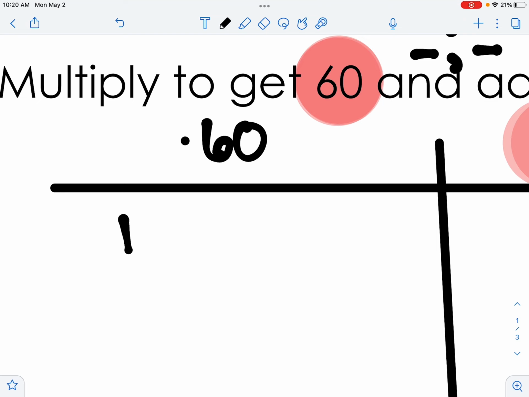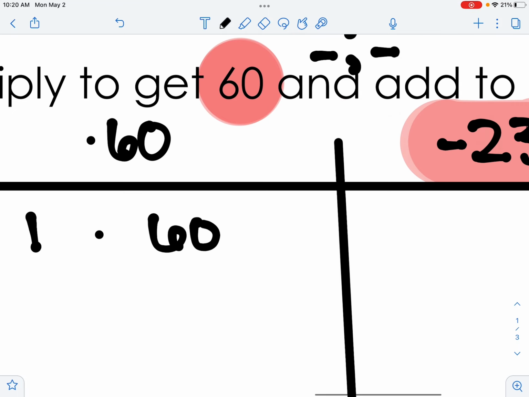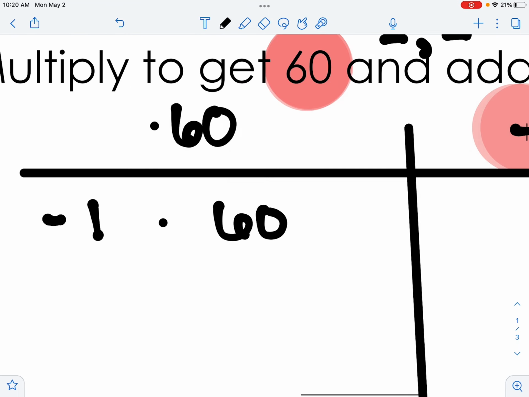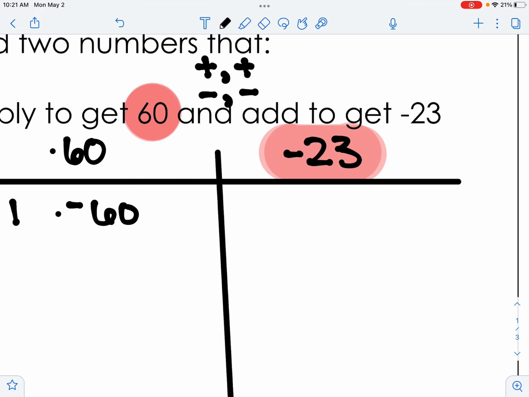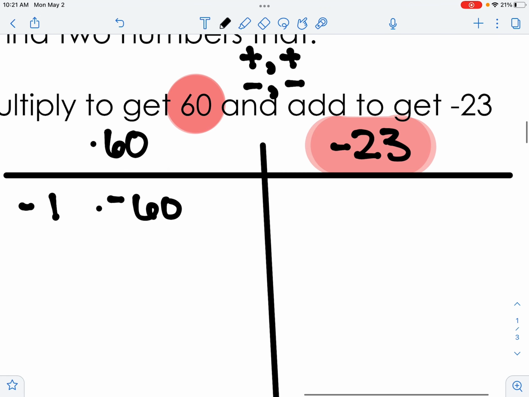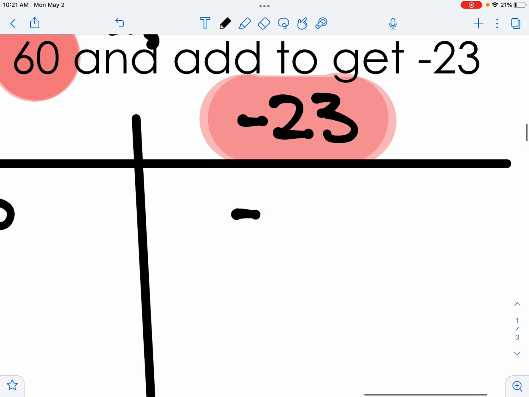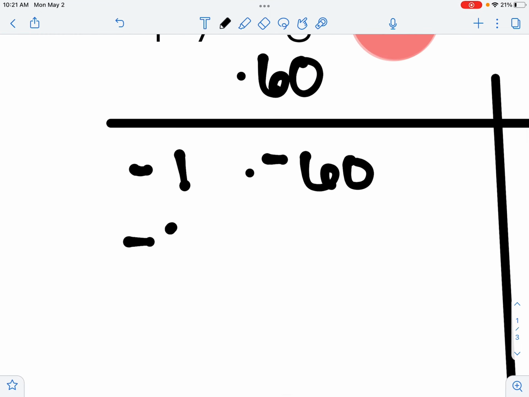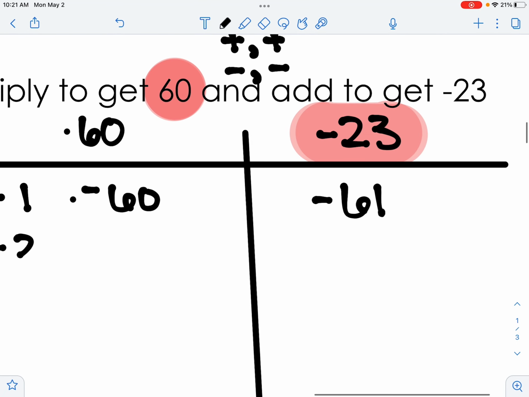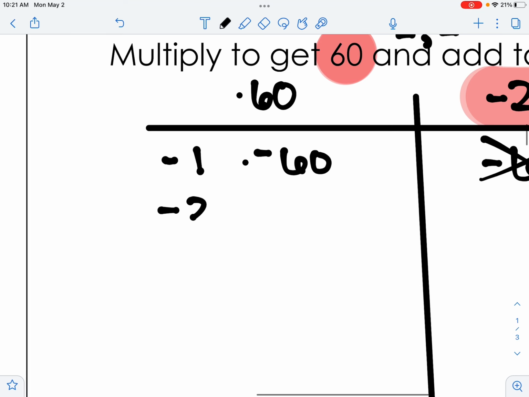So I'm going to start with 1 and 60. And because I know that they both have to be negative, I'm going to make them both negative. So negative 1 times negative 60 gives me a positive 60. And then negative 1 plus a negative 60 gives me a negative 61. All right, now I'm going to do a negative 2. So these do not match what my magic number is. Okay, so those are not my magic numbers.